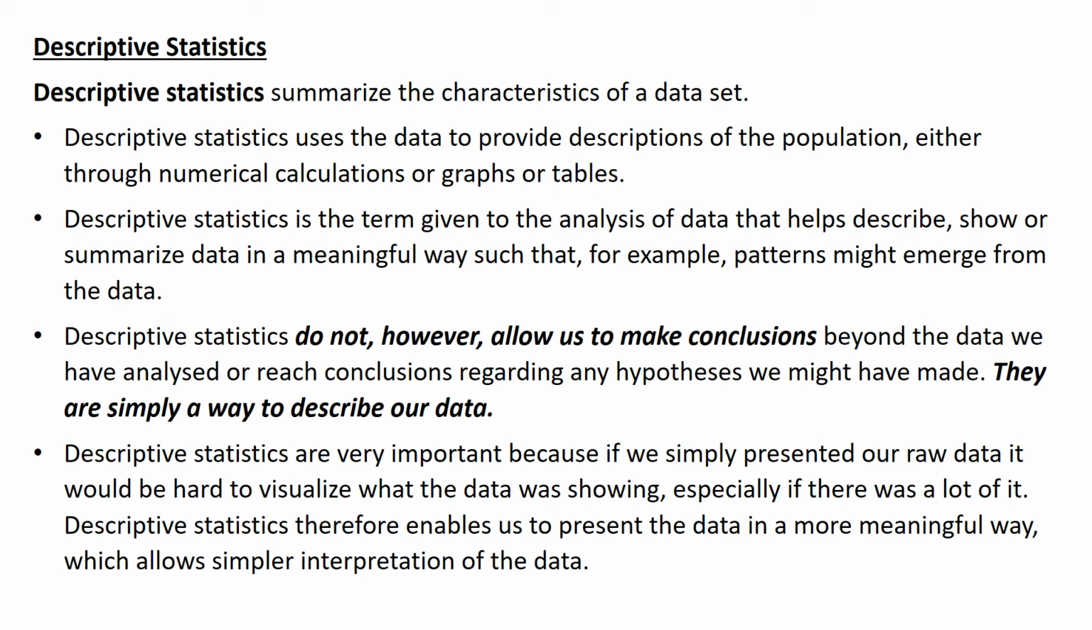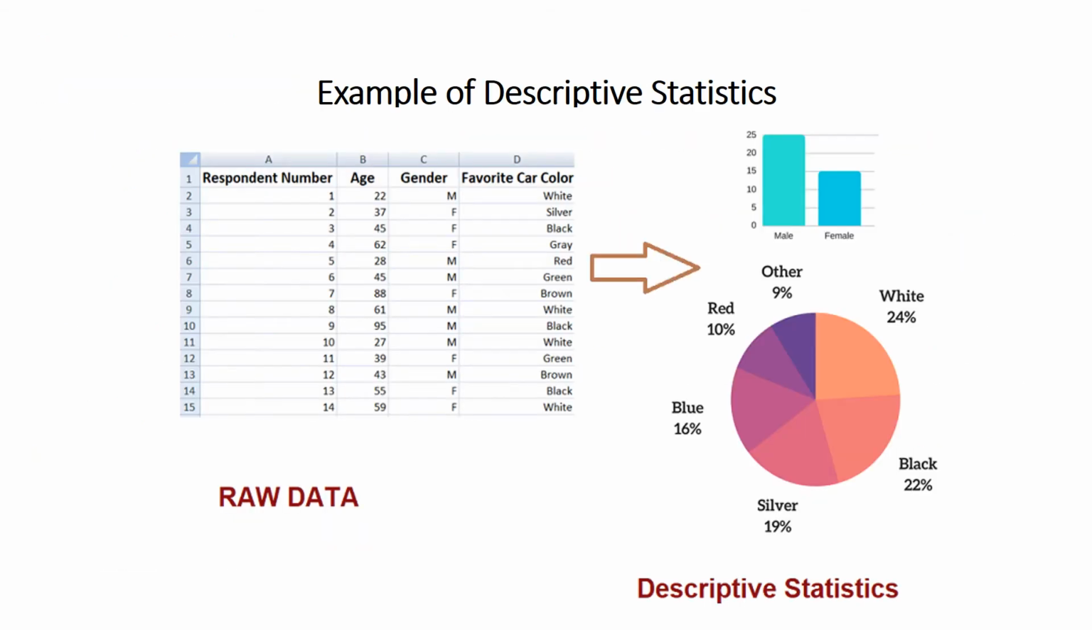It allows us to see what is going on, but we cannot interpret this unless we have more meaningful data behind it or methodology, which we'll be talking about this semester. Here's an example of a descriptive statistic. We've sampled 14 people here, got their age, got their gender, got their car color.